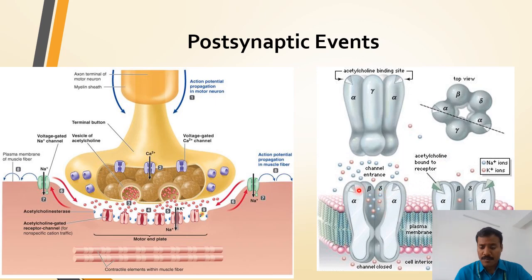So, a few points about the nicotinic acetylcholine receptor. It is an ionotropic receptor which has alpha, beta, delta and gamma subunits. The acetylcholine binding site is located in the alpha subunit. Once the acetylcholine binds with the alpha subunit, the channel opens. It allows the entry of sodium and potassium ions.